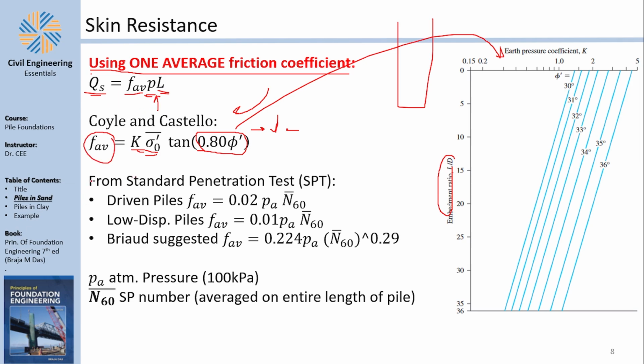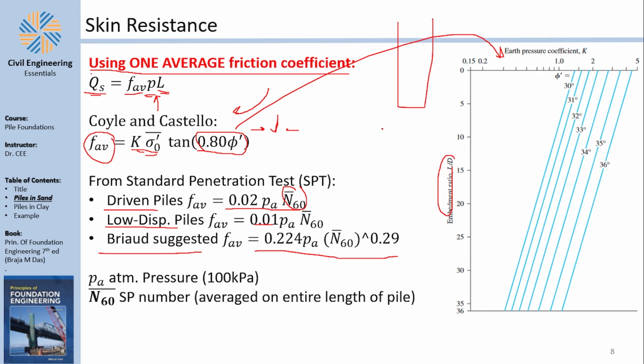There are other functions like the standard penetration test. For driven pile, it's 0.02 atmospheric pressure and N60 average. And for low displacement piles, it's smaller, and Broms suggested a different method. The Pa here is the atmospheric pressure, and N60 here, this is very important to notice. It is the average on the entire length of the pile, on the entire length, not just the end.